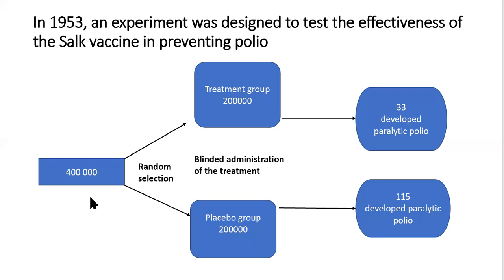And then they compared the results from two groups. In the treatment group, only 33 developed paralytic polio, and in the placebo group, 115 developed polio. So thus, the conclusion was made that the vaccine actually works. It is effective.